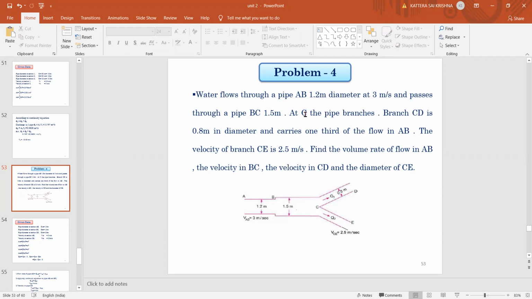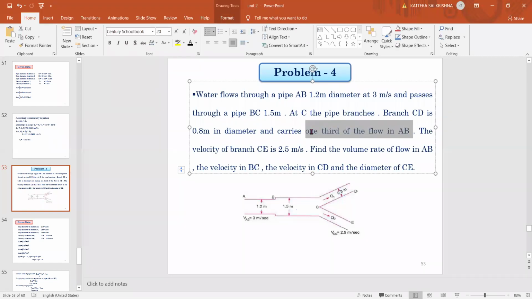At point C, the pipe branches. So at point C, the pipe will be branched into two parts, that is, one is CD and one is CE. So branch CD is 0.8 meter in diameter and carries 1/3 of flow in AB. What is the meaning of this? Carries 1/3 of flow in AB. So suppose the discharge in AB is QAB. So QCD will be equal to 1/3 of QAB. That is the meaning here.